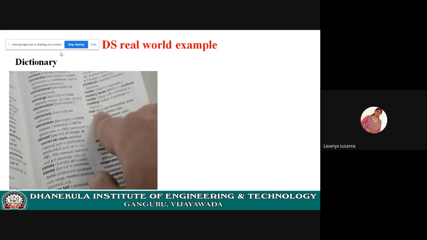Next, I will connect this to a real world example. Take a dictionary. You need to search a keyword like COOL. How will you search? You will go to the page called C. There you will search for CO. In that, again, you will search for COO, and then COOL. In this way you will search. First you will go directly to the C page, then you will search for CO, and then for COO. In that way you will search, right? So how efficiently are you searching this?